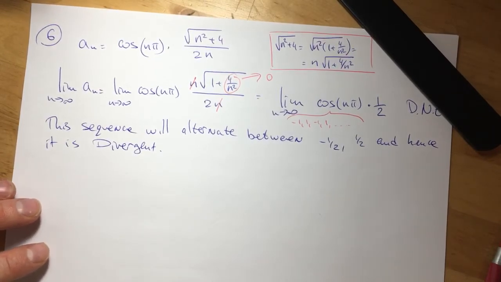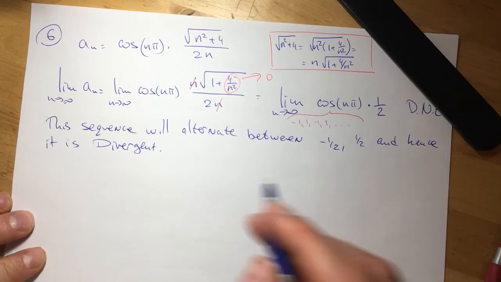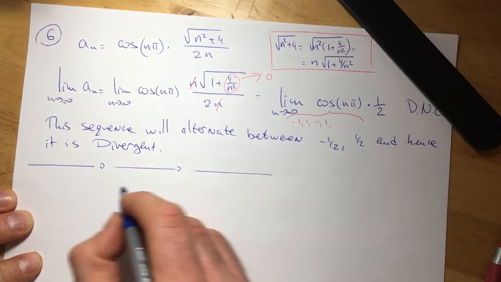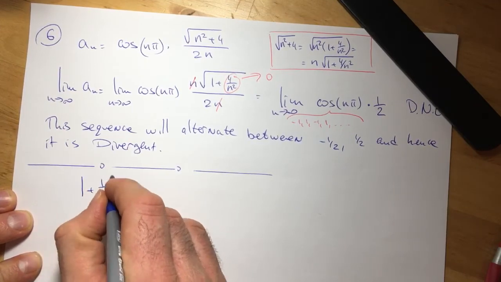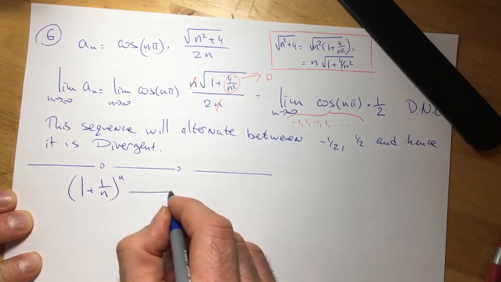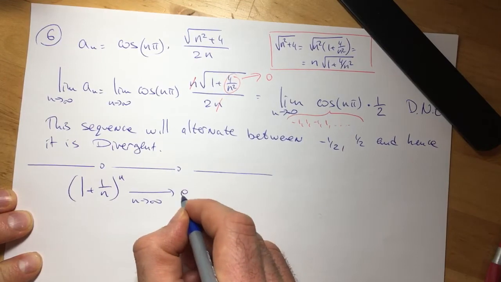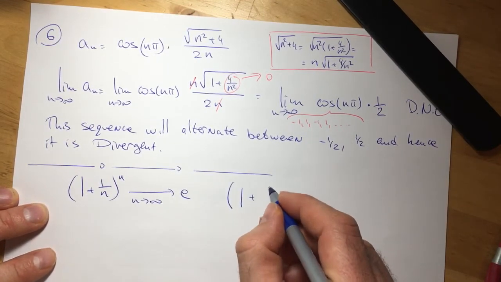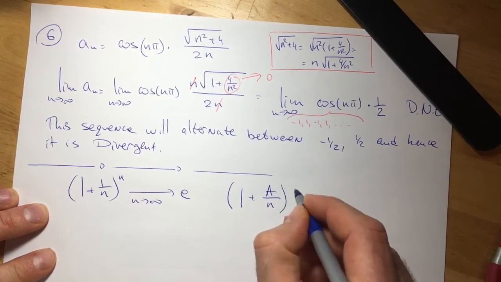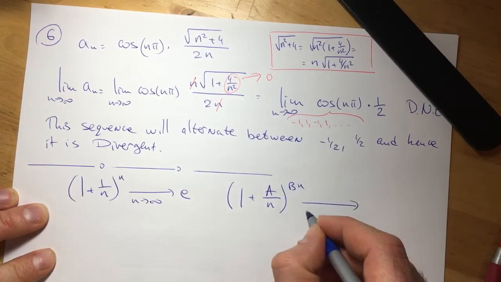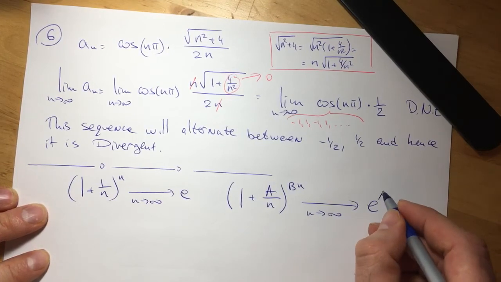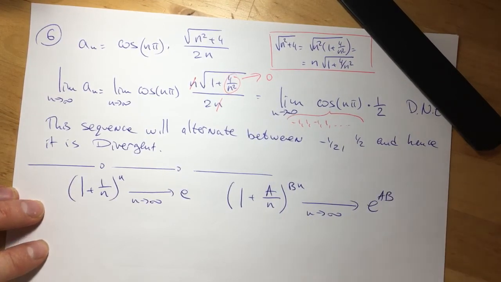Okay, now what else did we learn? Here I told you to be careful about the limit of (1 + 1/n)^n, which as n goes to infinity goes to the constant e. Or we also proved when we talked about L'Hopital's rule that the limit of (1 + a/n)^(bn) is equal to e to the power ab.